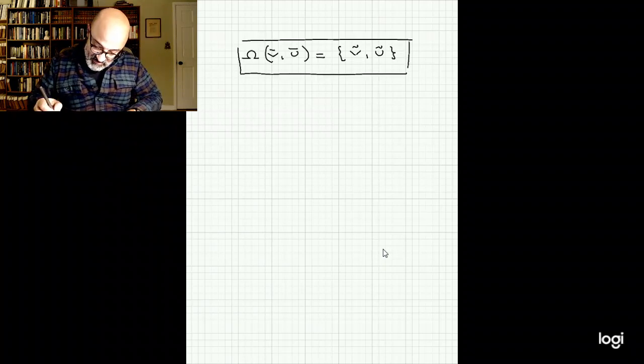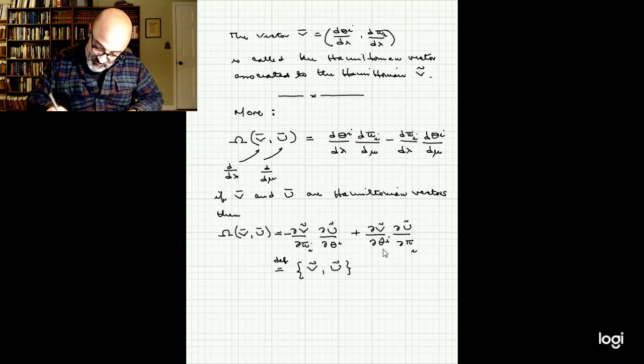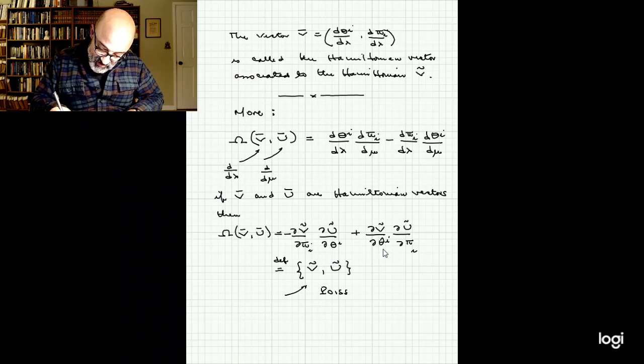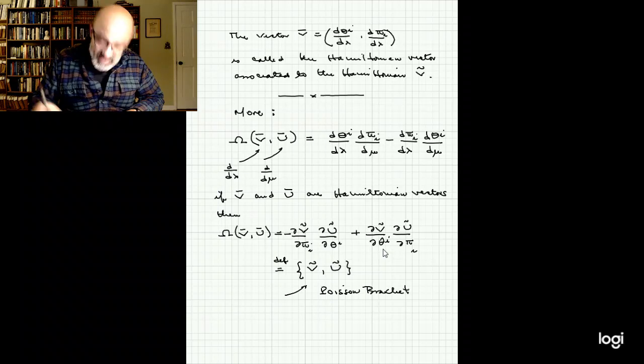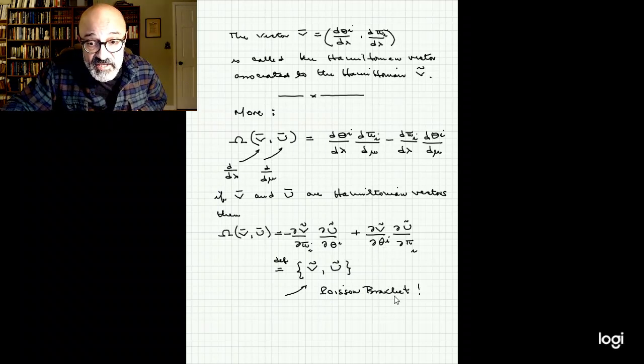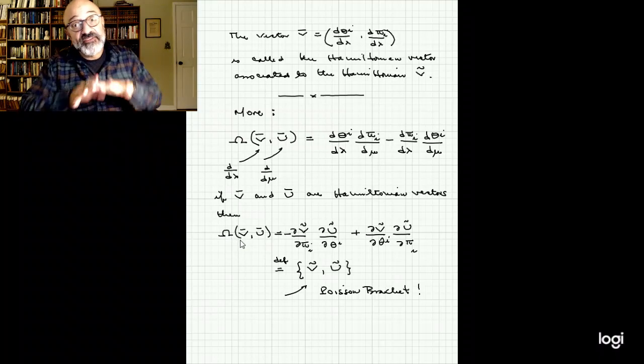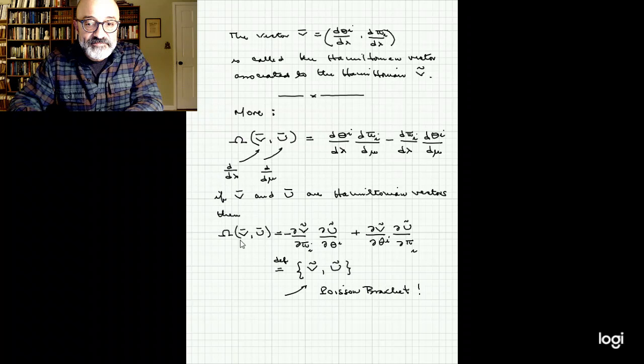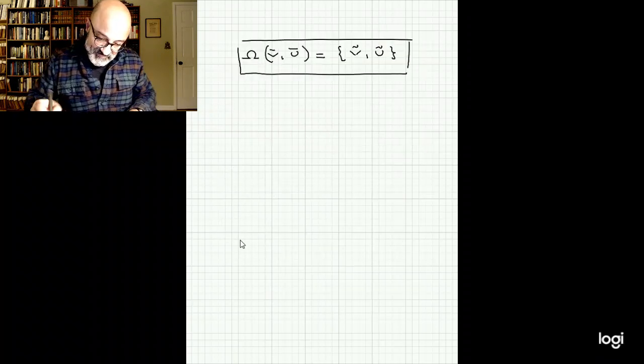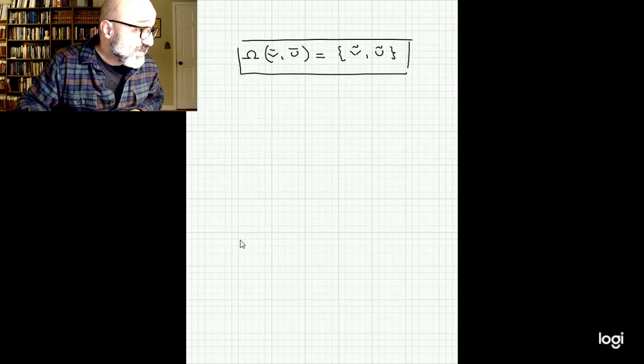where this here is the Poisson bracket. So this is where Poisson brackets come from. The Poisson bracket is a clever way of writing the action of the symplectic form onto Hamiltonian flows. Very good. One last thing, and it is the following.